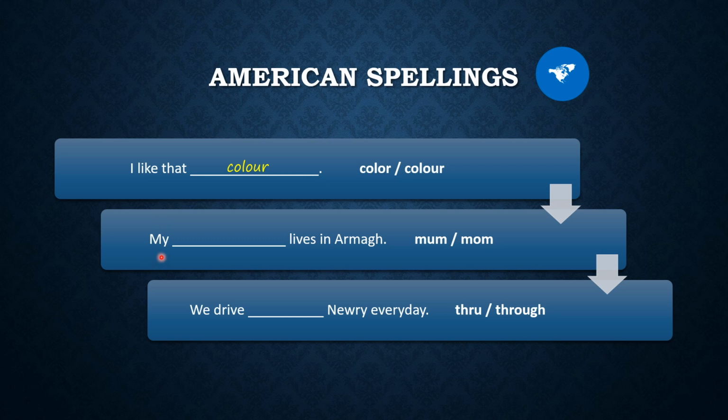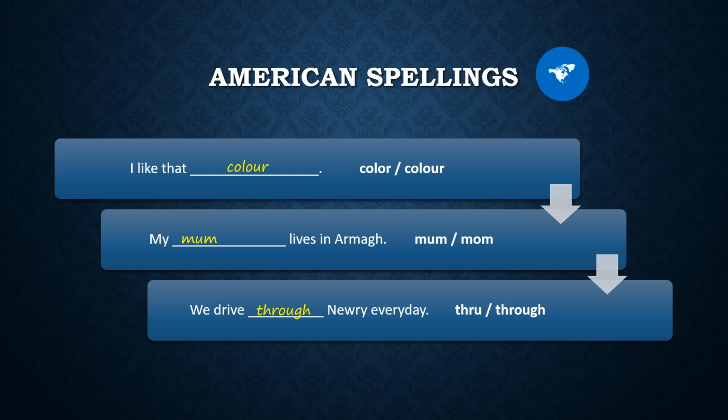Next example, my mum lives in Armagh. It's spelled with a U. Mum is the American spelling. We drive through nearly every day, so both words are pronounced through. However, it is the longer spelling that is the correct for British English.